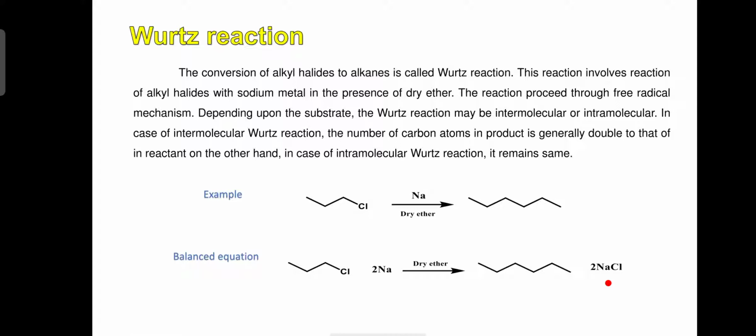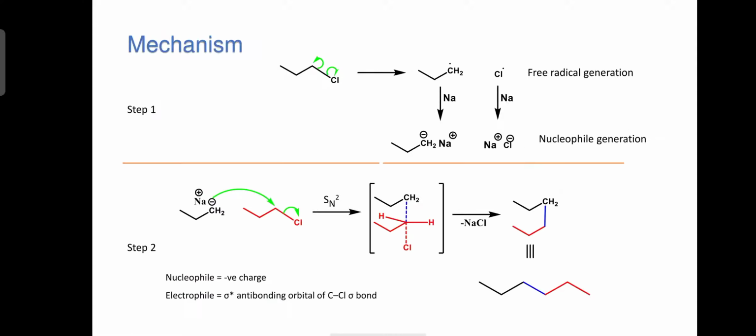So next we will see the mechanism of this Wurtz reaction. Actually this mechanism involves generation of free radicals. So what happens in the first step: there is a sigma bond between this carbon and this chloride, and this sigma bond first breaks homolytically.